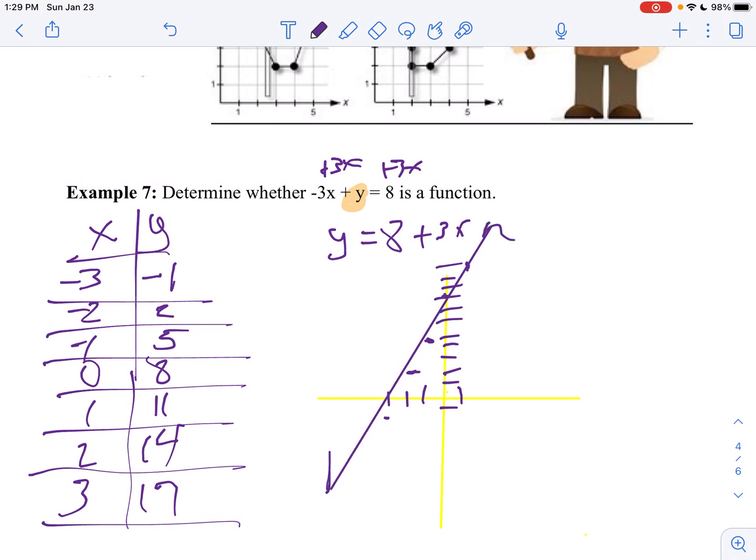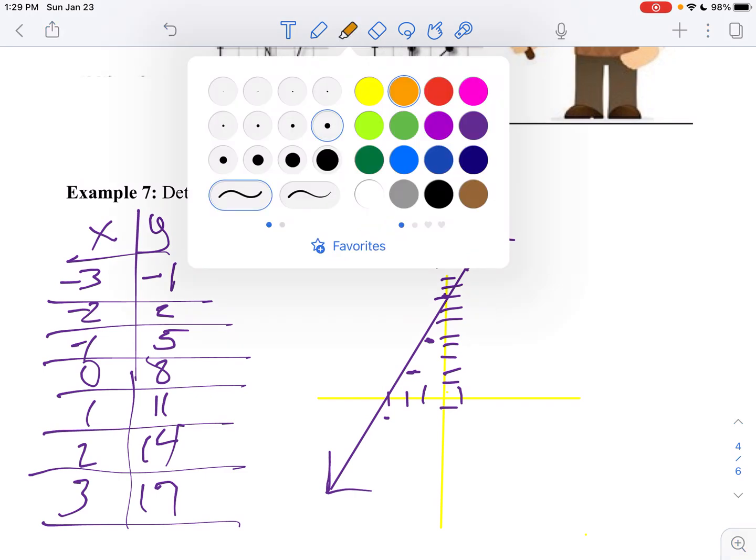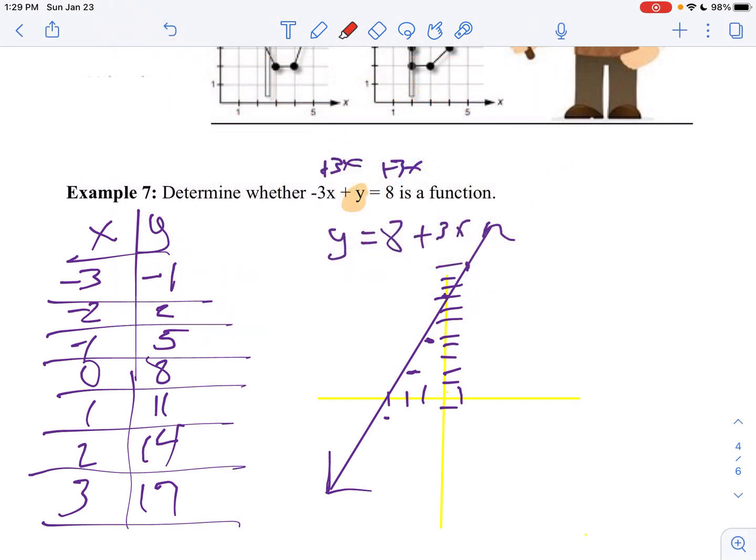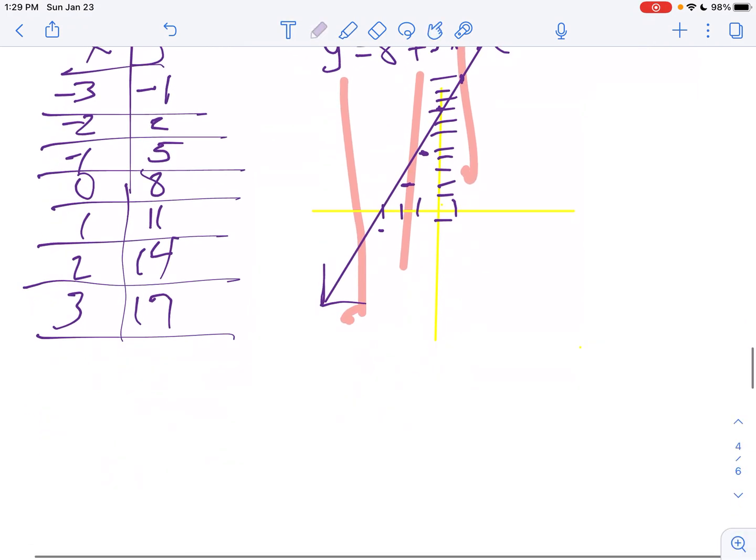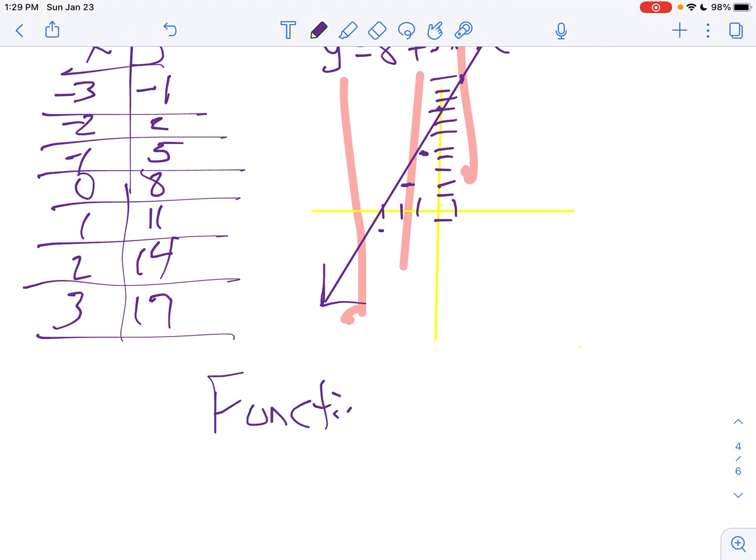Now, no matter where I draw a vertical line, if I draw it right here, notice it only touches it once. If I draw it right here, it only touches it once. Right here, it touches it once. So yes, this is a function. Why is it a function? Because it's predictable. There's one output for each input.